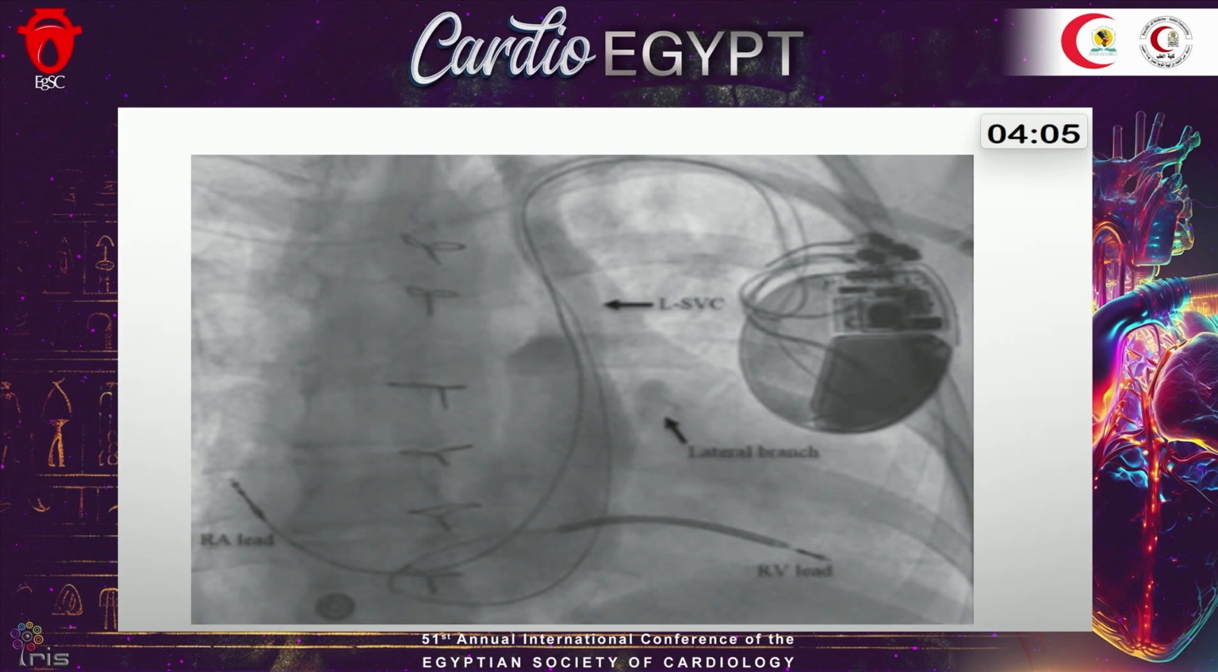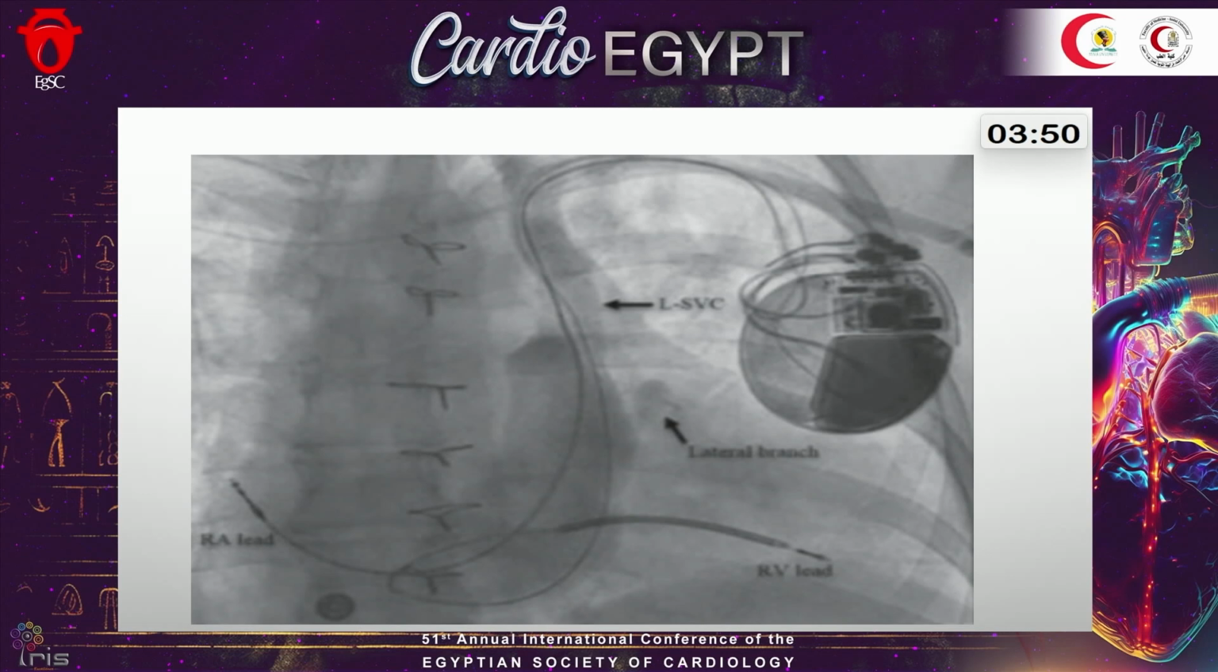Let's come to the RV lead. The RV lead is the same. It will go through the persistent left superior vena cava to the coronary sinus. It will go directly also to the lateral wall, but I need accurately the opposite direction at all. I want to go to the septum here.